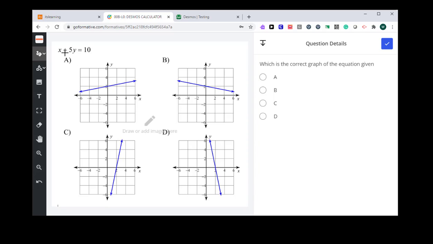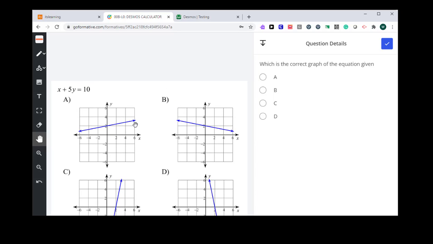The next problem, I do not have the y alone. And for the calculator to help me, I need to have the y alone. So first thing I'm going to do is move my problem down a little bit so I have space here to write my problem. You can also do this on a piece of paper.